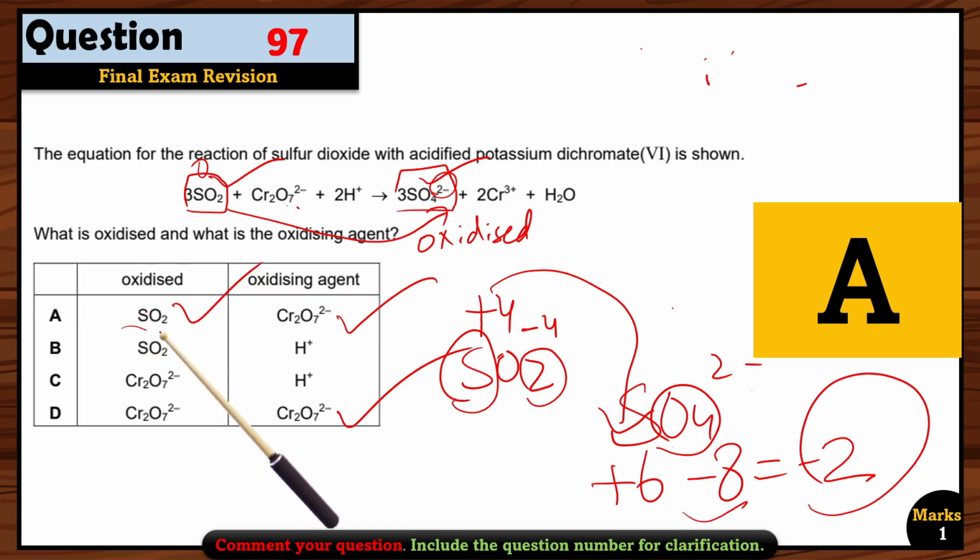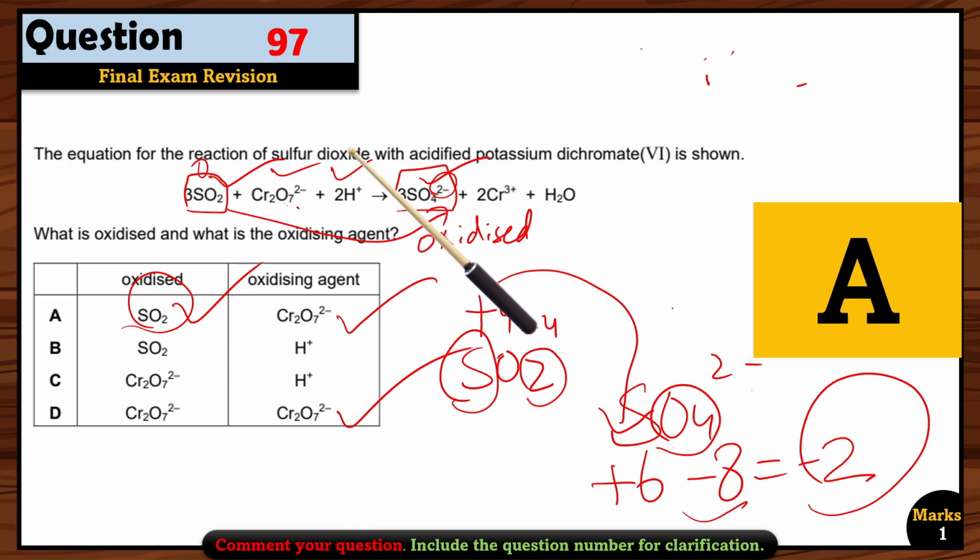So what is oxidized? It is SO2. So obviously the oxidizing agent will be the opposite one. It can be H+ or Cr2O7²⁻. So we can just simply look at the shortest and the simplest one, that is H+.